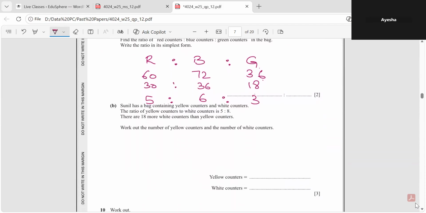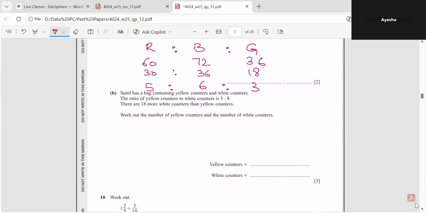Okay, Sunil has a bag containing yellow counters and white counters. The ratio of the yellow to the white counter is given. There are 18 more white counters than yellow counters. Work out the number of yellow counters and the number of white counters. So this is what we have to do. First, we have to look at the yellow counters and white counters. Yellow ratio white. So we have yellow counters as 5 and we have 8. This is the ratio. Basically, this is given as the ratio.